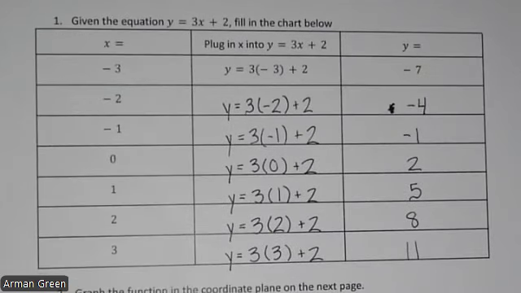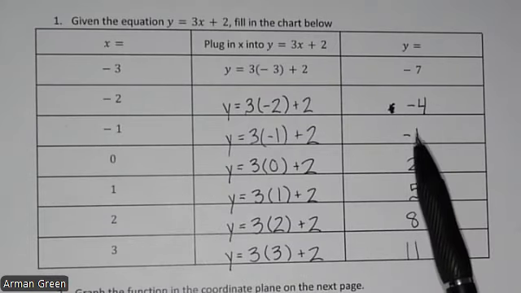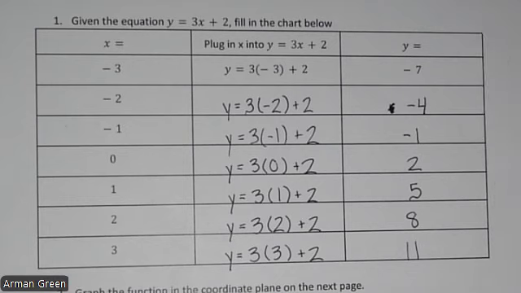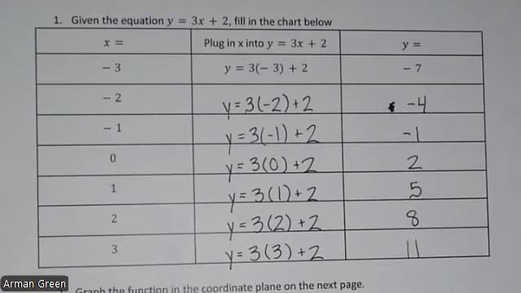If you went ahead and actually filled out the chart, you should have gotten the numbers that I got on my page as well. So when I plugged all these x values into my function, I should have got -4, -1, 2, 5, 8, and 11, just going down the line. So if you did not get those, make sure you go ahead and correct yourselves as well. Now, what we're going to do is take this information and graph it at the bottom of the page.